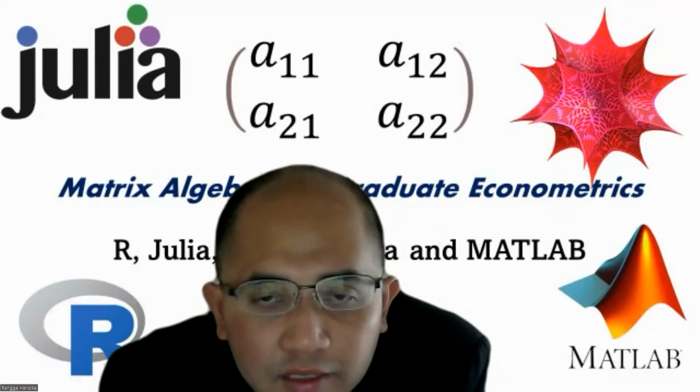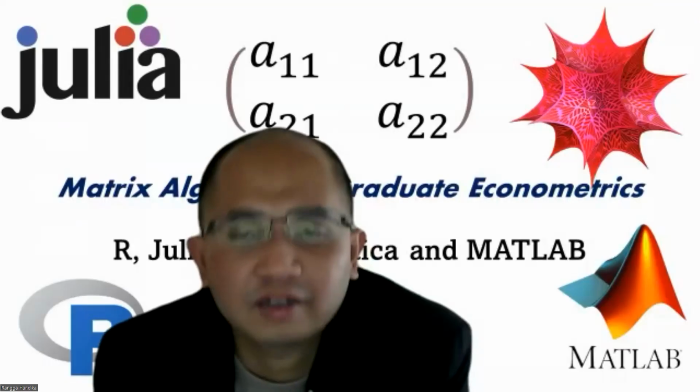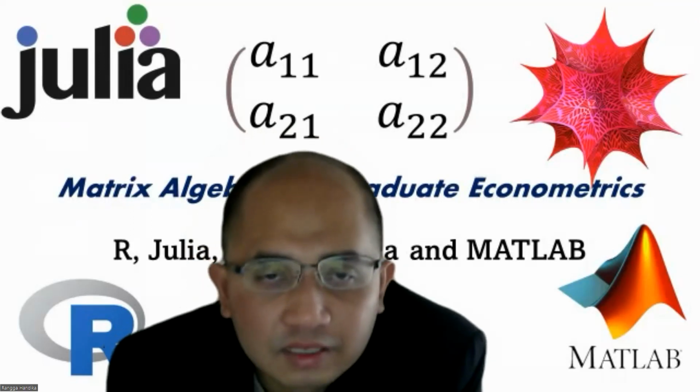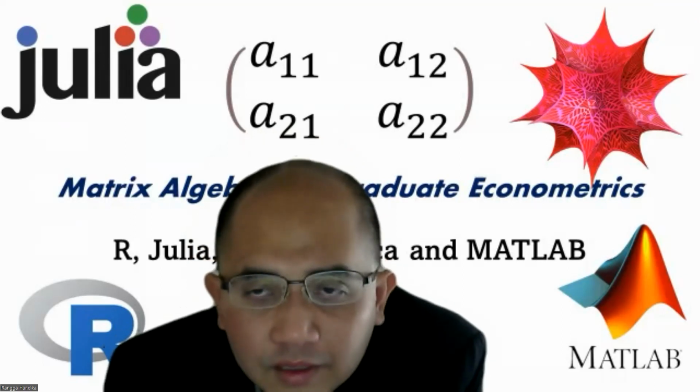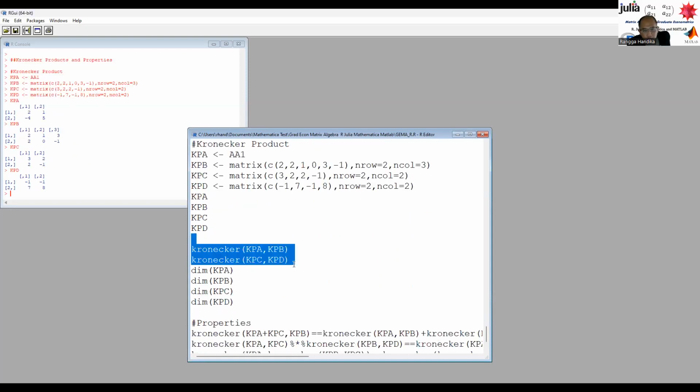Okay, let's go to the last part. This is the last part here, which is the Kronecker and the properties of Kronecker. Okay, so let's start with R. Kronecker product. Suppose there are matrices A, B, C, D in this example. So Kronecker A and B, Kronecker C and D.